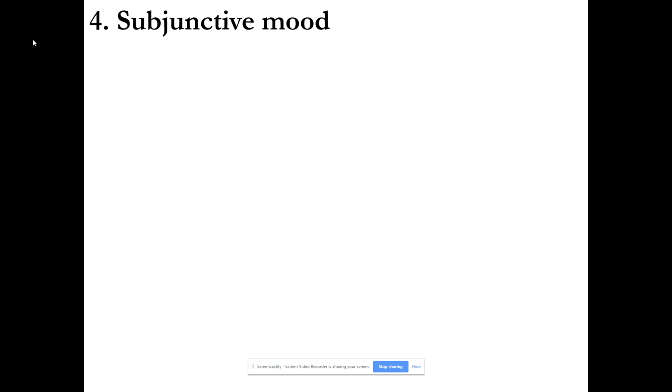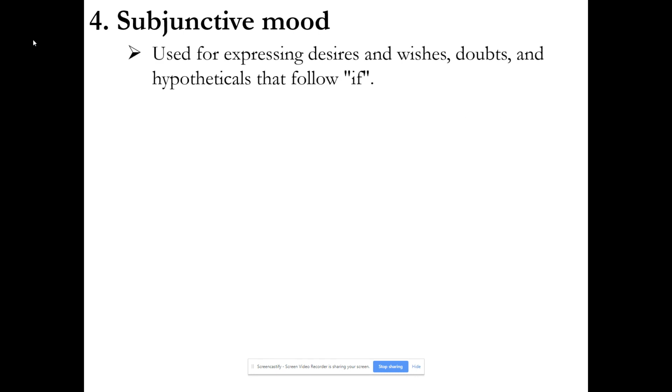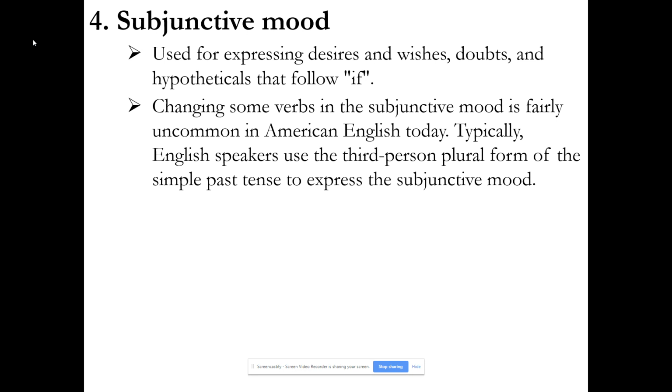All right. Subjunctive mood, last one. The subjunctive mood is used for expressing desires and wishes, doubts, and hypotheticals that follow if, right? So, changing some verbs in the subjunctive mood is fairly uncommon in English today, right? There are some verbs that we do change, and some that just don't really change that much because our language is changing. Languages always change over time. Right? When we actually express the subjunctive mood in English, we typically just take the third person plural form of the verb, whatever it is, and then move it into the simple past tense, right?